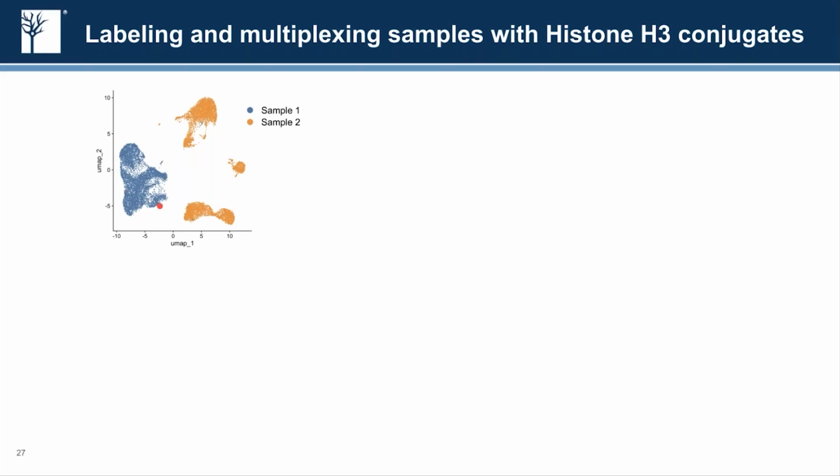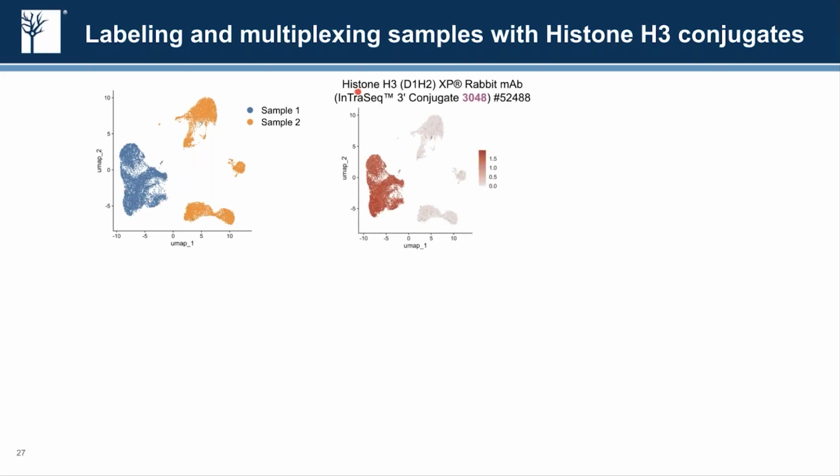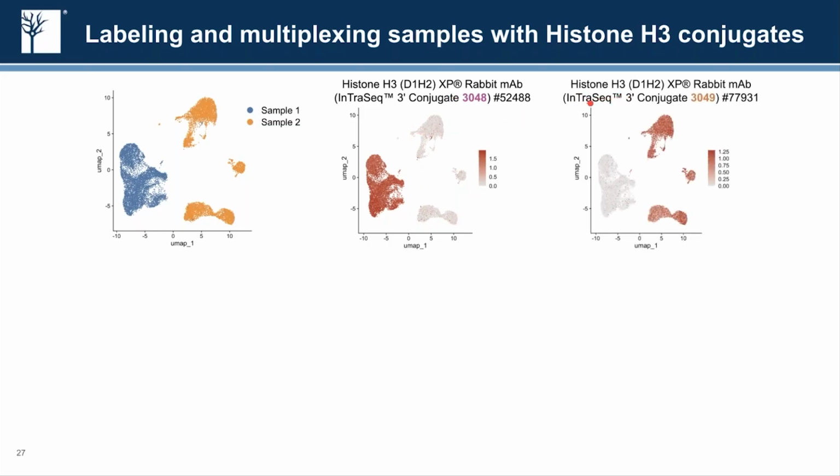And sample 1 is labeled with 1 histone, and you can see that very nicely here with the histone H3 conjugate 3048. So you can see that the expression is very specific to sample 1, and you don't see any expression in sample 2. Now, sample 2, however, was labeled with a different histone, the histone 3049. You can see that it's specific and it's upregulated only in that sample compared to the rest.